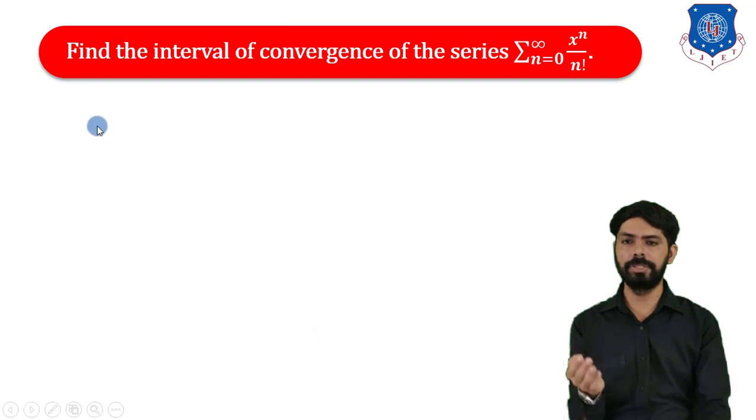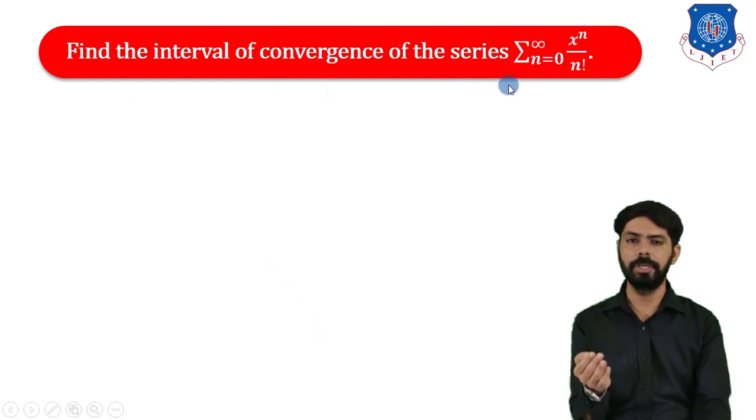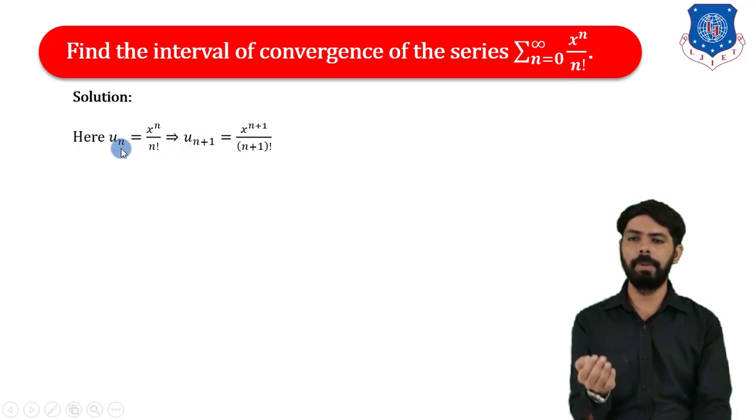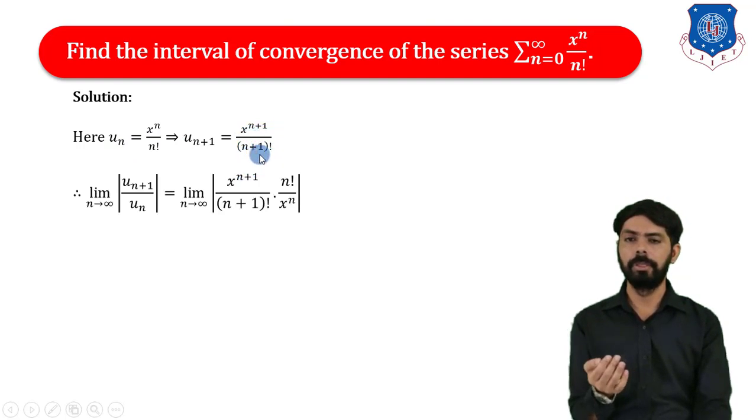Now we will discuss the next example, that is, find the interval of convergence of the series sigma n equal to 0 to infinite x raised to n divided by n factorial. So here un is equal to x raised to n divided by n factorial. Now we will find out un plus 1. For that we will replace n by n plus 1 in un. So it will be x raised to n plus 1 whole divided by n plus 1 factorial.